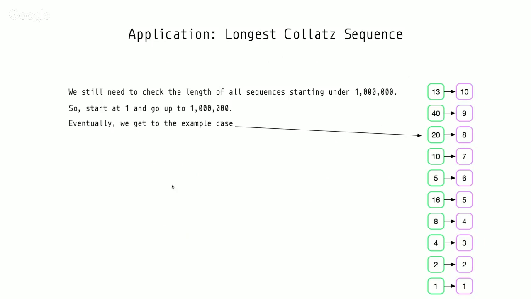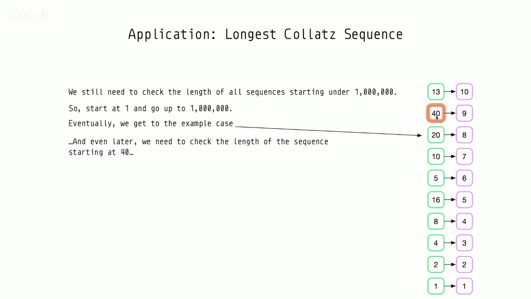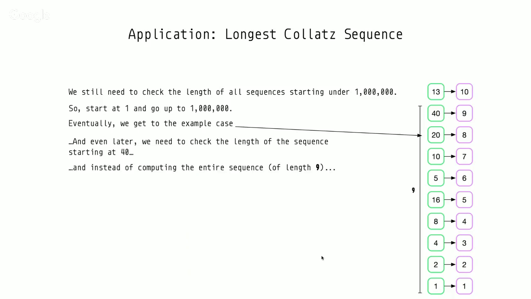So eventually we're going to hit this example case here. So this was the case for starting at 13. But later we're going to need to check for the length of the sequence starting at 40. So you can imagine, we step up from 1 to 2 to 3 to 4, we get to 13. When we get to 13, we can record all of the lengths of the subsequences that we compute. And then at that point, instead of computing the entire sequence for 40, which would normally take 9 steps, we only need to do a big O of 1 lookup in our hash map.